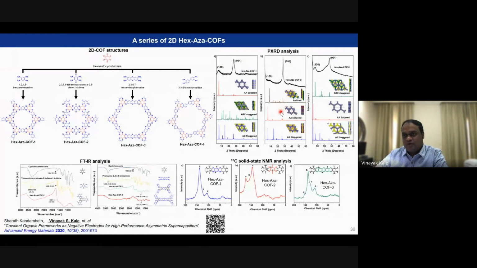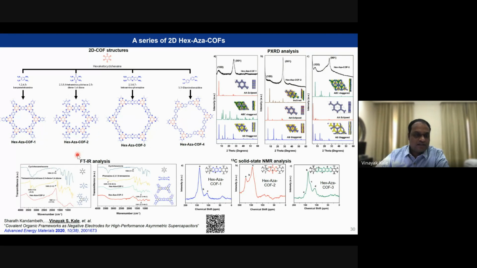As you can see, the simulated XRD pattern matches perfectly with the incline. And in the third case, the first layer of the COF which is formed has the arrangement of ABC staggered, which is not at all eclipsed. So it has a slipped or disordered structure.